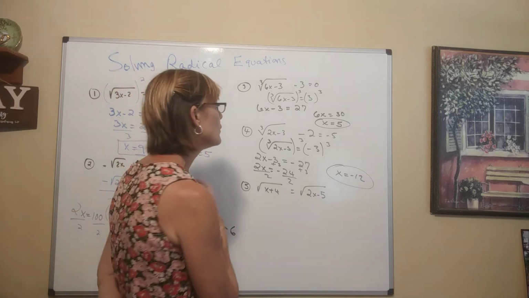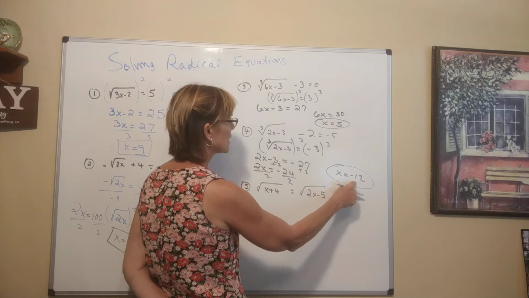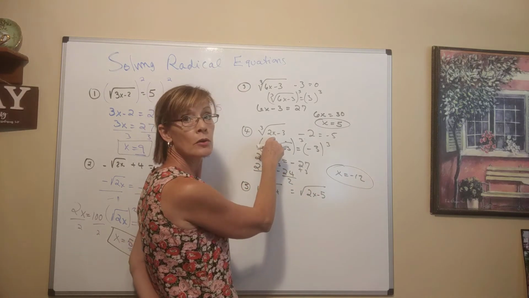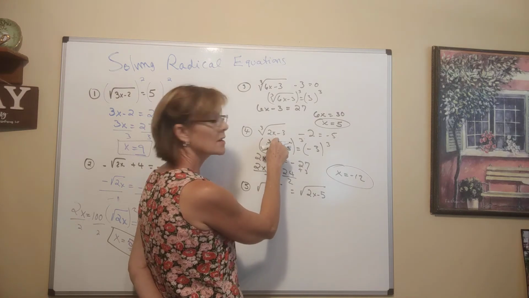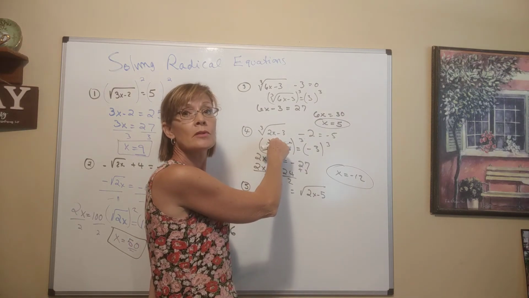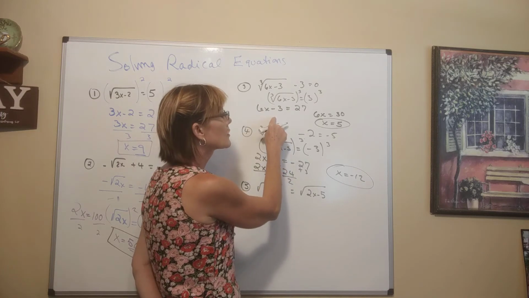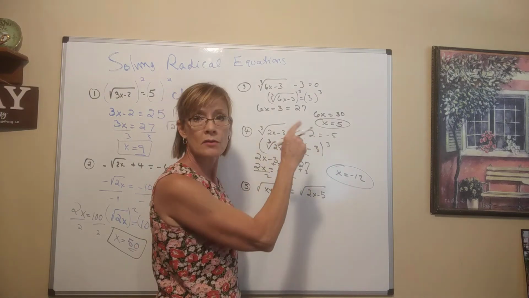But we could check this. We could say negative 12, let's put it in the original. 2 times negative 12 is negative 24, plus negative 3 is negative 27. The cube root of negative 27 is negative 3. Negative 3 plus negative 2 is negative 5. So that does check out.